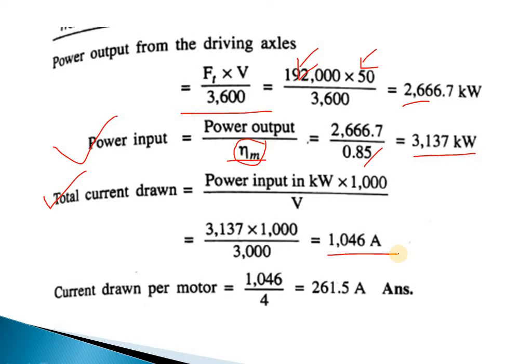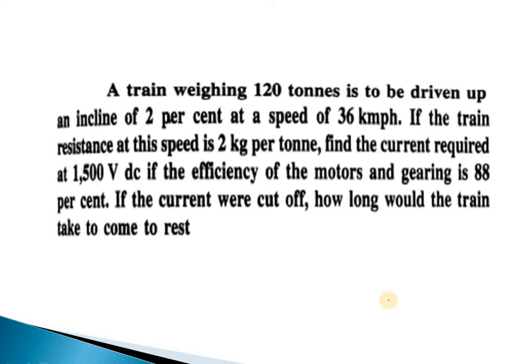that is 1046 ampere. Next we will calculate the current per motor, because we know that there are a total of 4 motors. So definitely the total current will be divided by 4, so it will be 261.5 ampere. So these are all the answers we have calculated from the given values. Now we will go to our next problem.